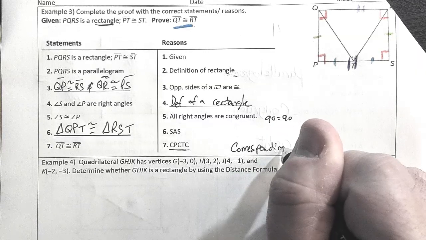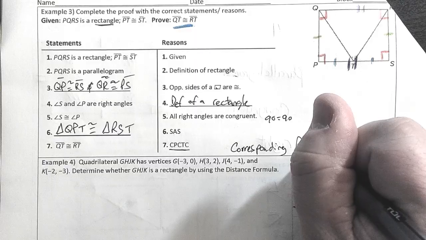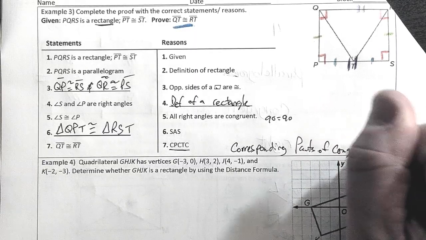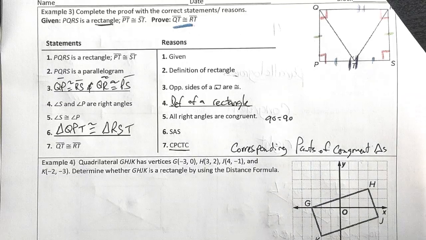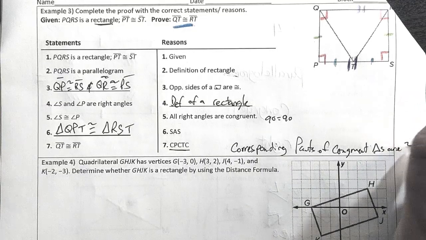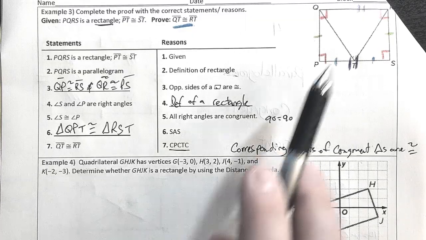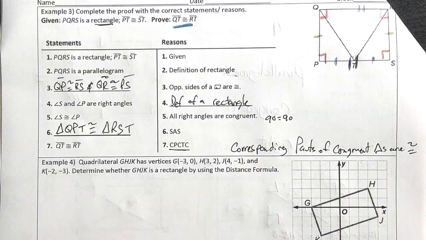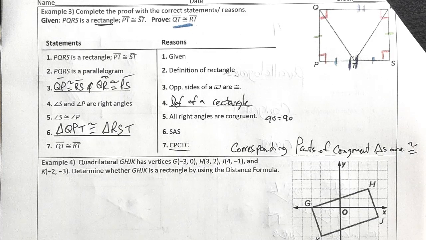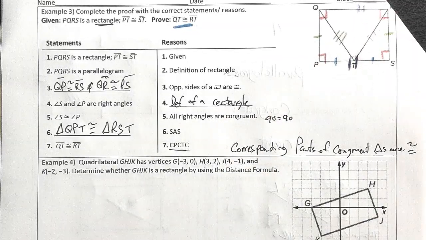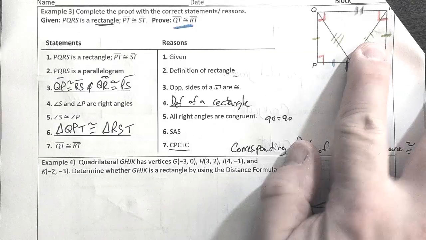Corresponding parts of congruent triangles, I'm just going to draw triangles, are congruent. So corresponding parts of congruent triangles are congruent. So once you've proven the triangles are congruent, then the corresponding parts are congruent. Run out of different colors, but we'll just say this. So you can't really see that very well, but I put it over there.